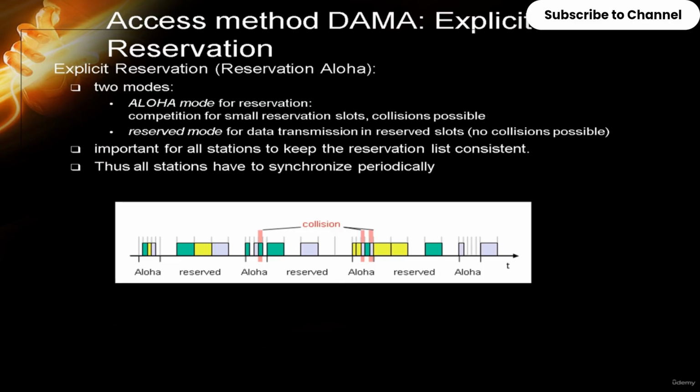So, access method DAMA, explicit reservation. Explicit reservation has two modes. One is Aloha mode for reservation. That is, the competition is among small reservation slots, and collision may be possible. Here the small reservation slots need a particular slot, so collision occurs. So it is important for all channels to keep a reservation list consistent.